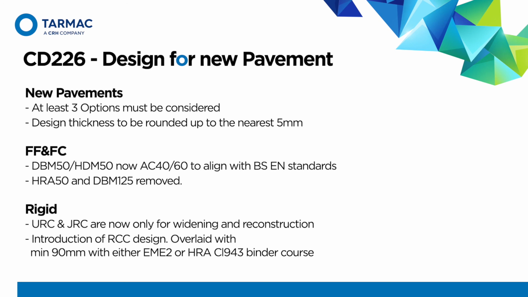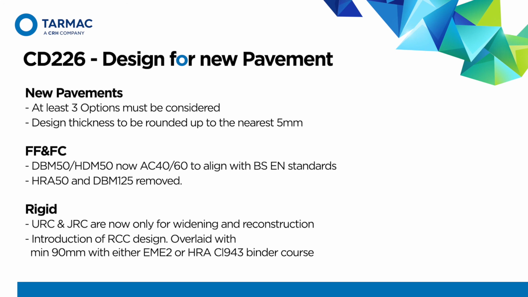For the fully flexible and flexible composite options, DBM50 and HDM50 are now referred to as AC 40/60, and this is to align with the BS EN standard. HRA50 and DBM125 materials are no longer available in CD226. For the rigid option, which is concrete, URC, unreinforced jointed concrete, and JRC, jointed reinforced concrete, are now only applicable for widening and reconstruction, and cannot be used for new construction.